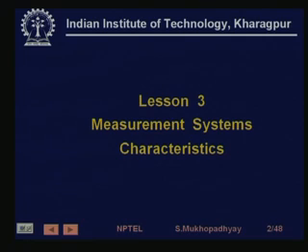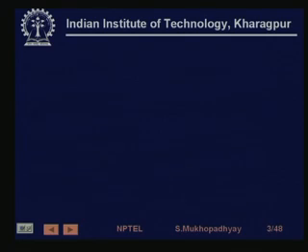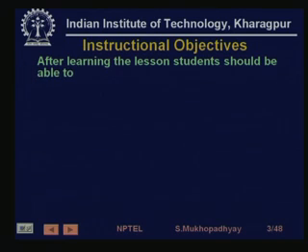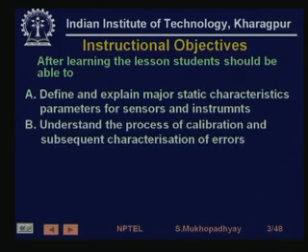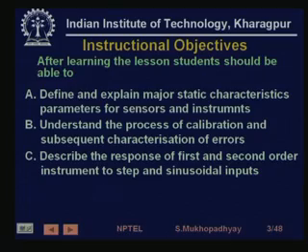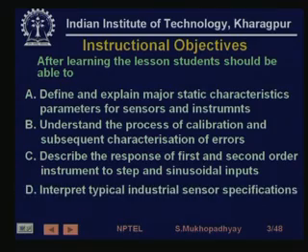In this lesson we are going to look at measurement system characteristics, and the instructional objectives are the following. First of all, the most important thing is to learn what is known as the static characteristics of sensors and instruments, and then understand what is meant by calibration, and how we characterize errors, describe the response of first and second order sensors to dynamic inputs, that is most important for control, and finally look at some industrial sensor specifications.